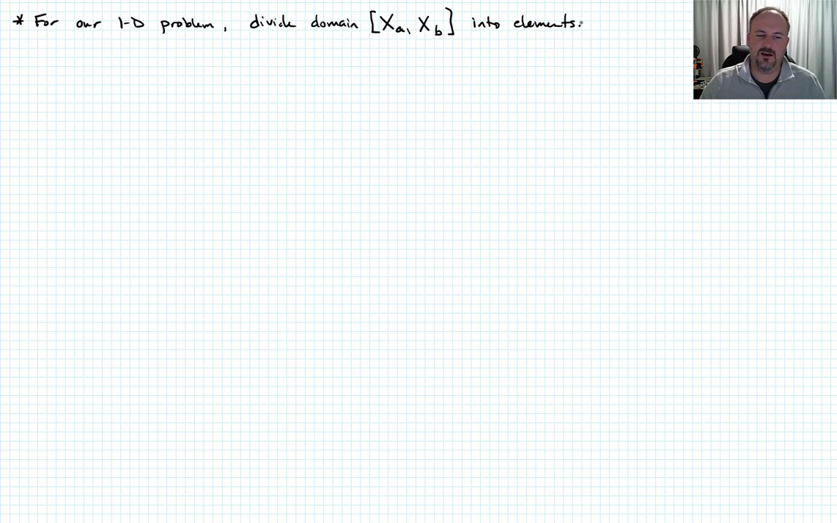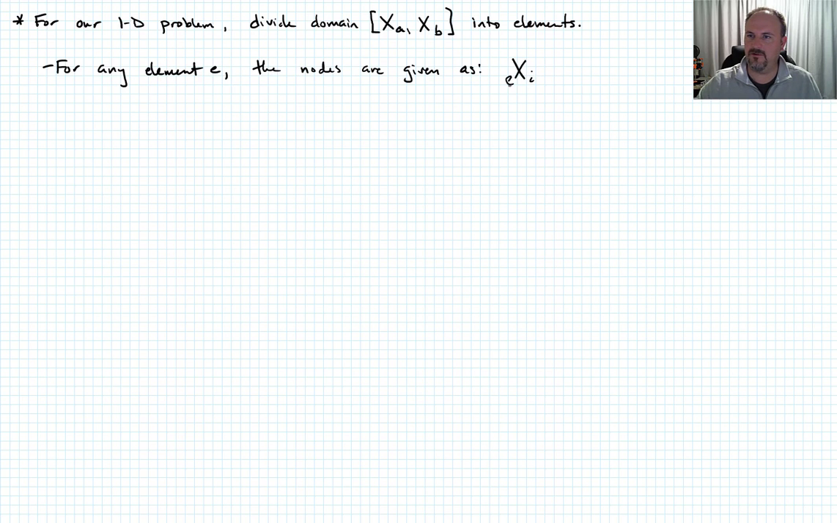And then we can write that for some element, so for any element, call it element E, the nodes are going to be given as follows. X sub I, we'll put an E to remind you that they're nodal positions of the elements, and I is going to correspond to 1 up to m, however many those are, where m is the number of nodes per element. Okay, so pretty straightforward stuff.